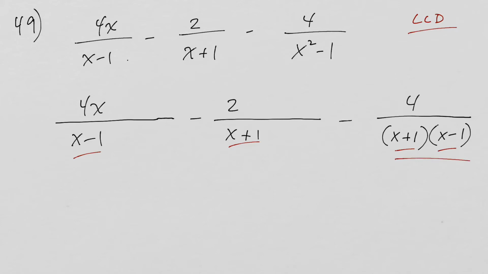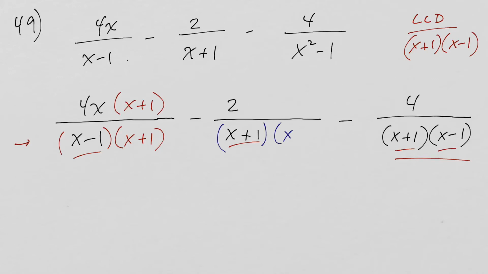Okay, so now my LCD is x plus 1, x minus 1. To make this one look like that, I have to multiply by x plus 1. So you have to do that in the numerator as well. For this to look like that, I have to multiply by x minus 1. And I have to do that in the numerator as well. In this last one, we don't do a thing.